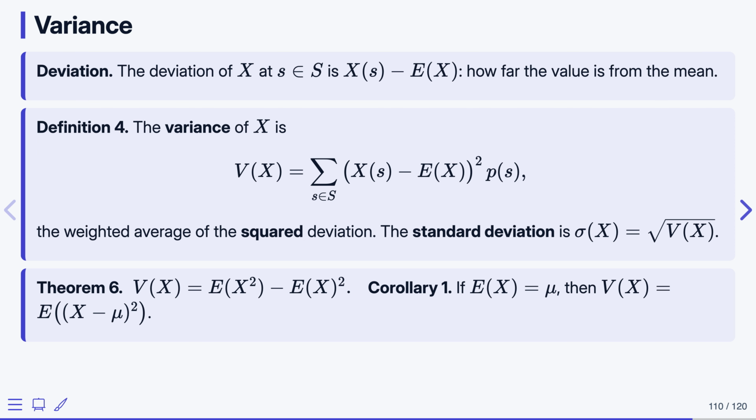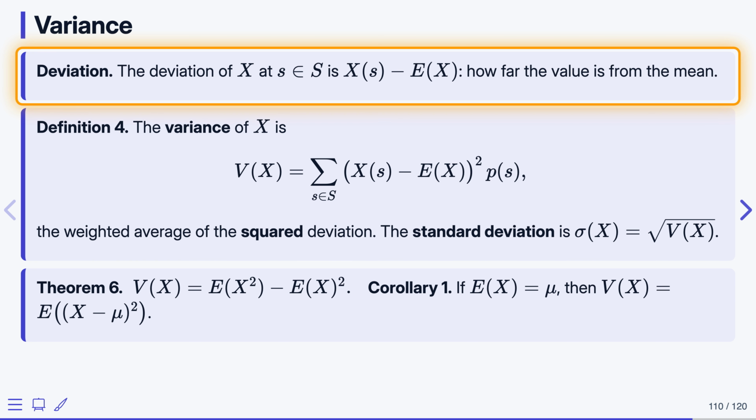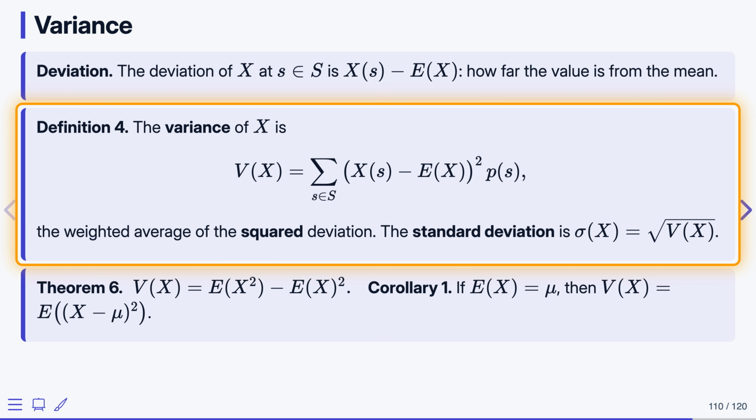The expected value tells us the average, but it does not tell us how spread out the results are. For that we use the variance. First, the deviation at an outcome is the value minus the mean. Some deviations are positive and some are negative. If we just averaged them, they would cancel out, so we square them first. The variance is the weighted average of those squared deviations. The standard deviation is the square root of the variance, which brings us back to the original units.